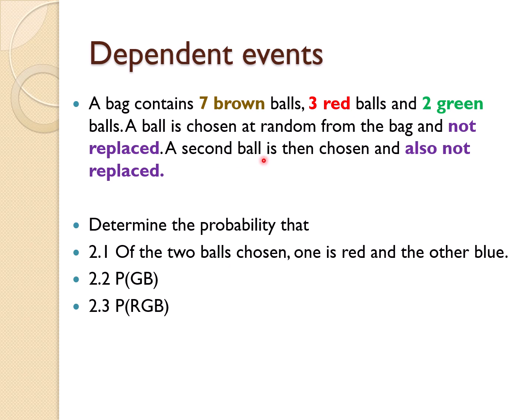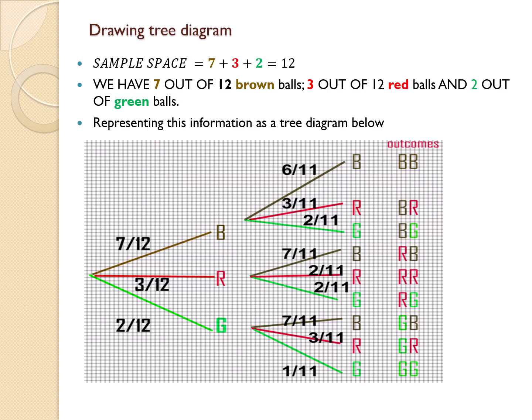So the second ball there, it says is then chosen and also not replaced. So every time I'm not replacing the items I'm selecting, it becomes a dependent event, meaning my probability is changing because my sample space is changing. So the questions asked: determine the probability that of the two balls chosen, one is red and the other one brown. The probability that we select green, then brown. The probability we select red, green, then brown. Right, so let's go to the next slide.